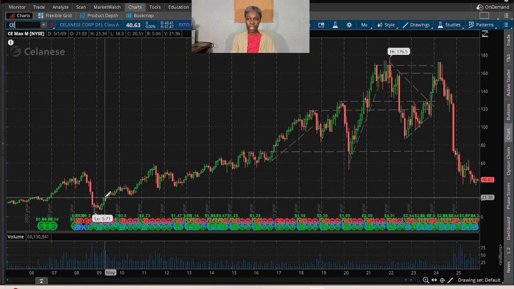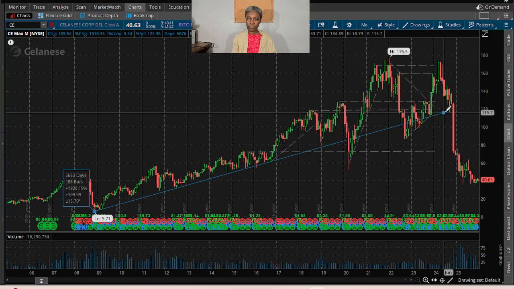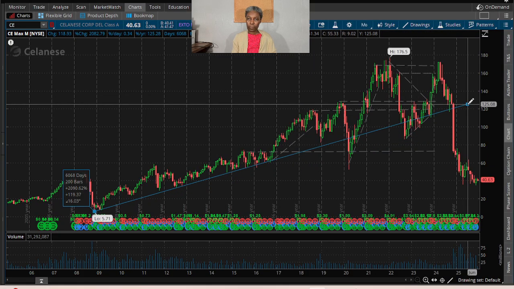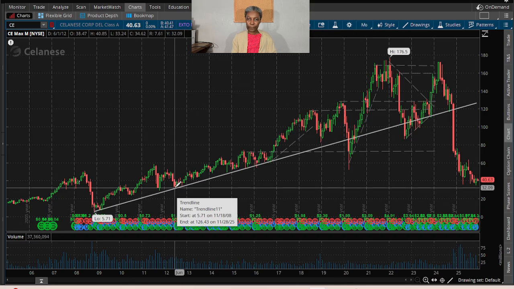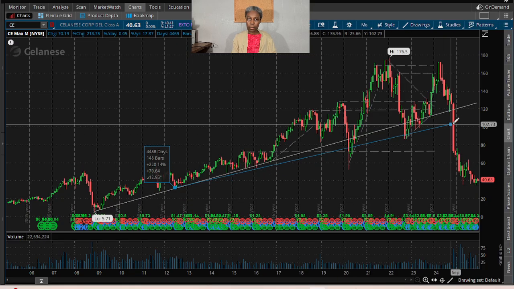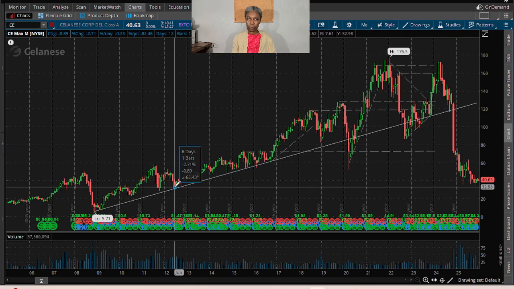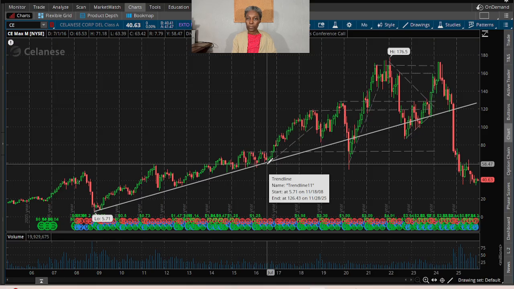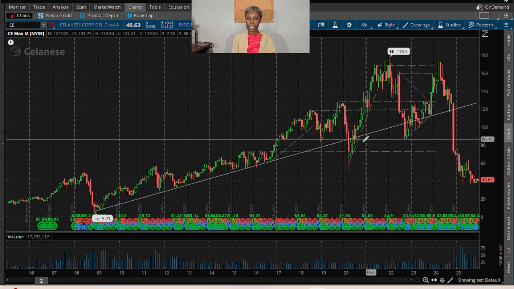So CE, let's trace some lines here. So if we pass by here, it's going over it. Let's see. It's going to be close. Even if I trace a horizontal line here, it's below it. Similar to the other one, it's not respecting an uptrend valley line. So therefore, the answer is no.